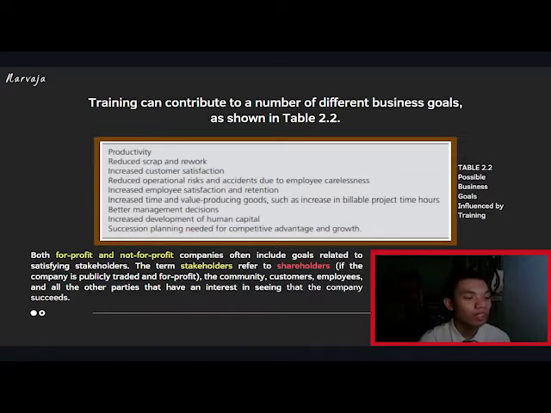Both for-profit and not-for-profit companies often include goals related to satisfying stakeholders. The term stakeholders refers to shareholders, if the company is publicly traded or for profit, the communities, customers, employees, and all other parties that have an interest in seeing the company succeed.